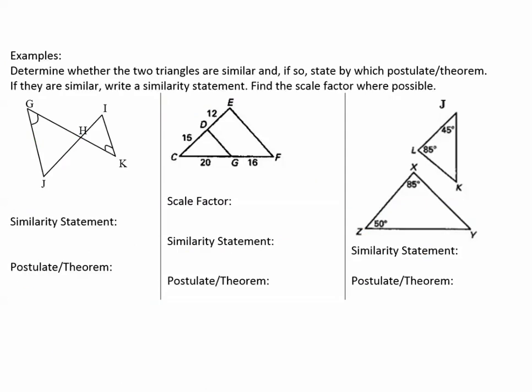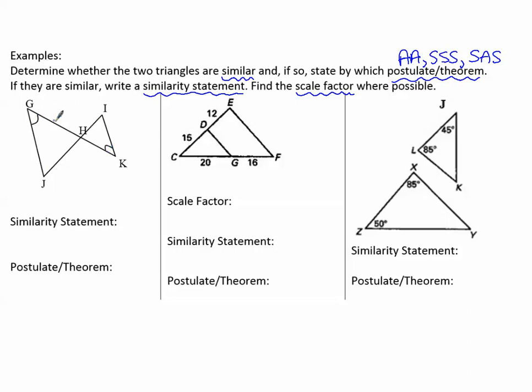Let's practice. Examples. Determine whether the two triangles are similar, and if so, state by which postulate or theorem, remember that's our angle-angle, side-side-side, or the combination side-angle-side. If they are similar, write a similarity statement. Find the scale factor where possible. Let's take a look at the first picture. So all I see so far is that one pair of angles are congruent.